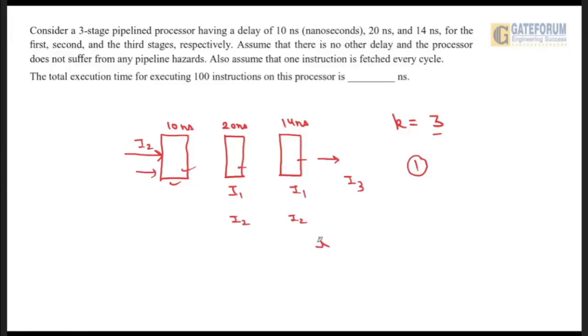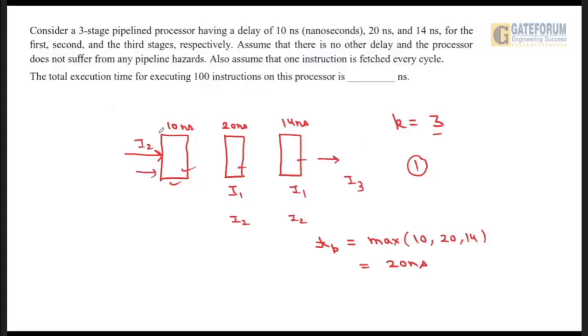First we should calculate the cycle time. Let us denote it with TP, the cycle time. We know that when the stage delay is not uniform, you have to take the max of the stage delays. What are they? 10, 20 and 14. So what is the maximum among them? It is 20. So the cycle time will be 20 nanoseconds.